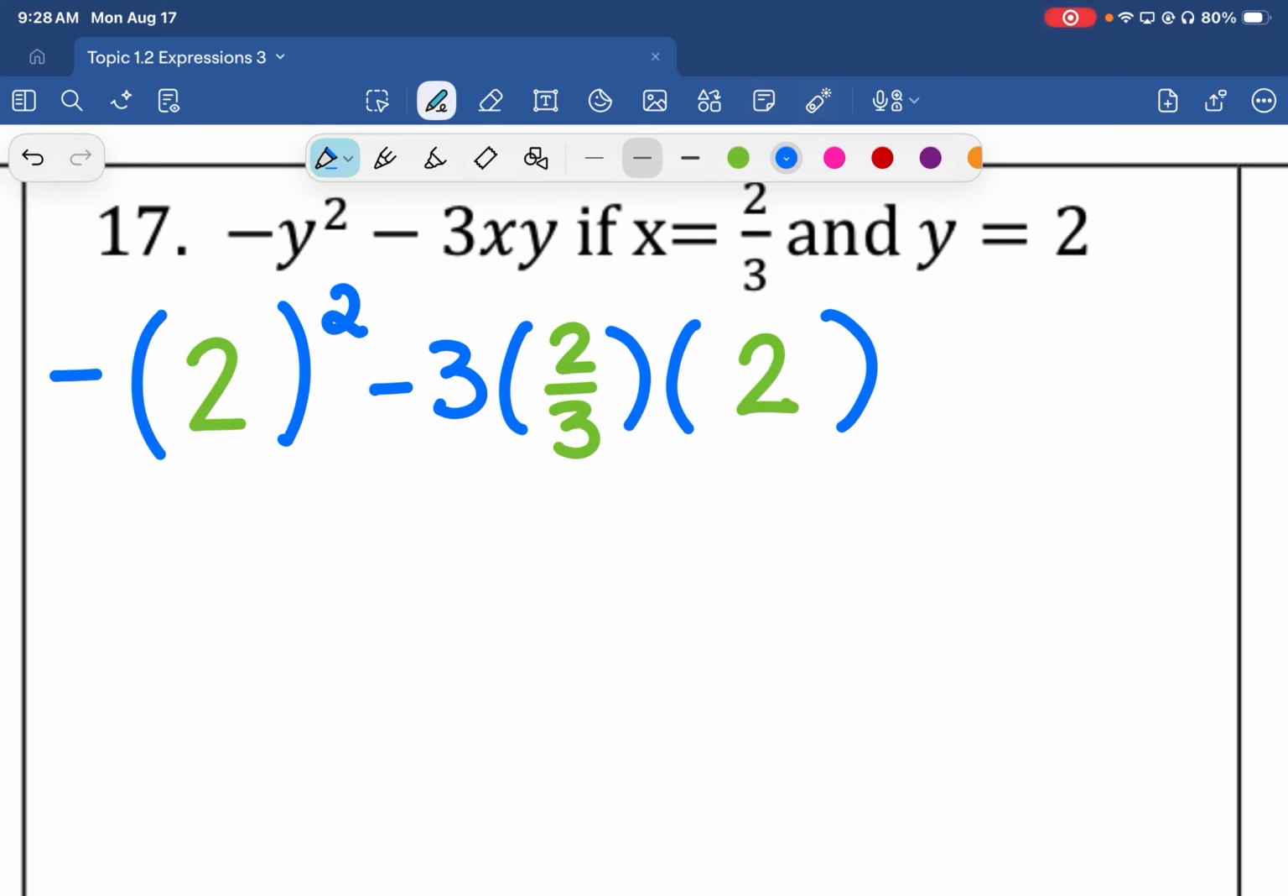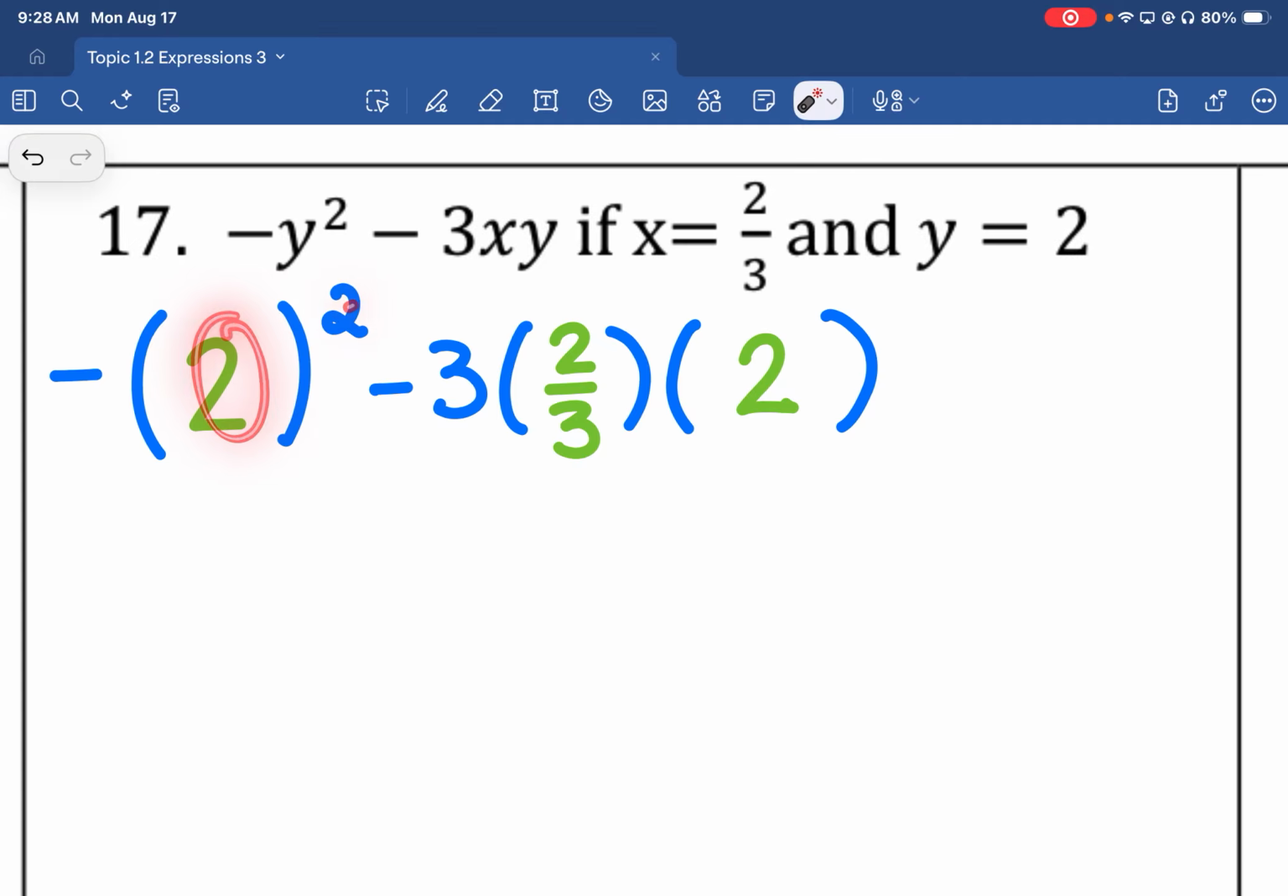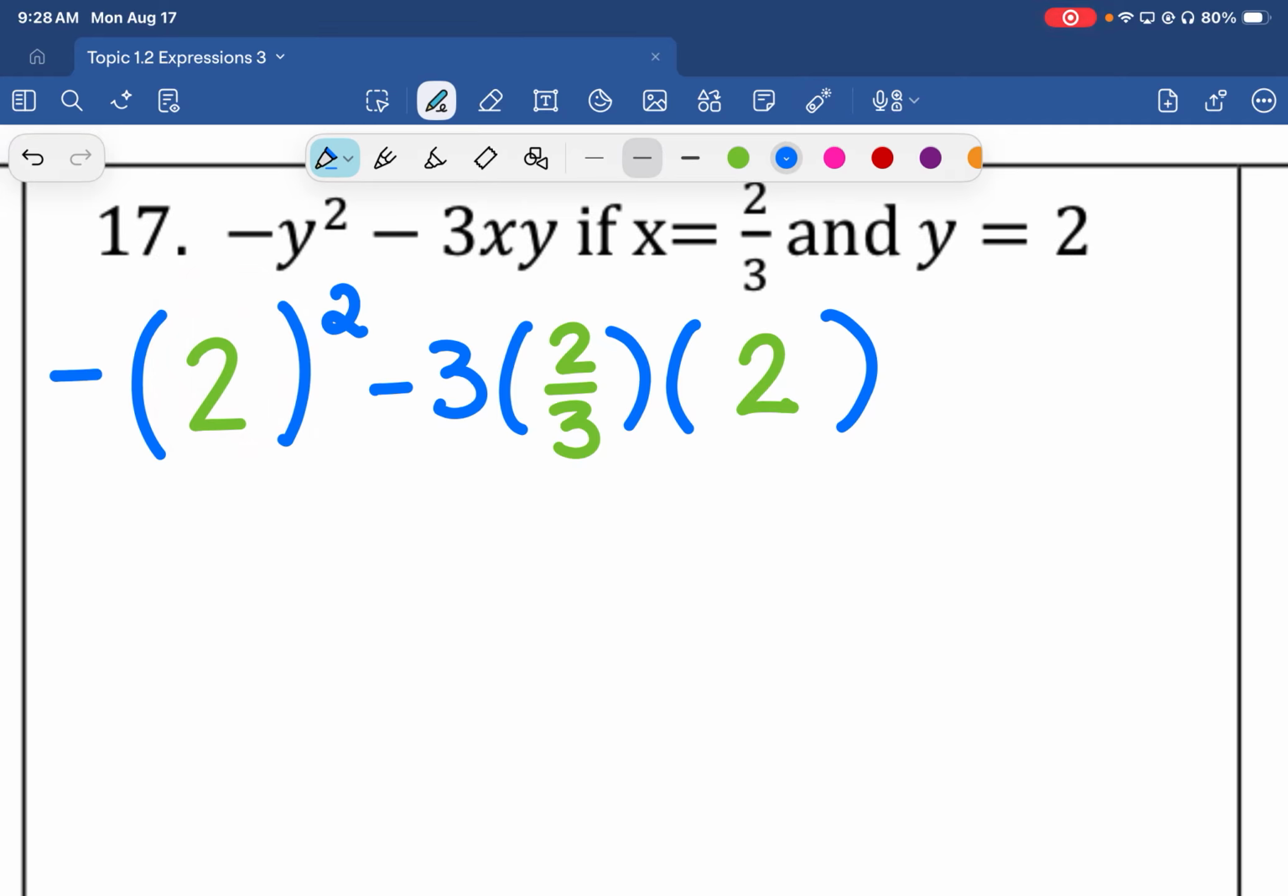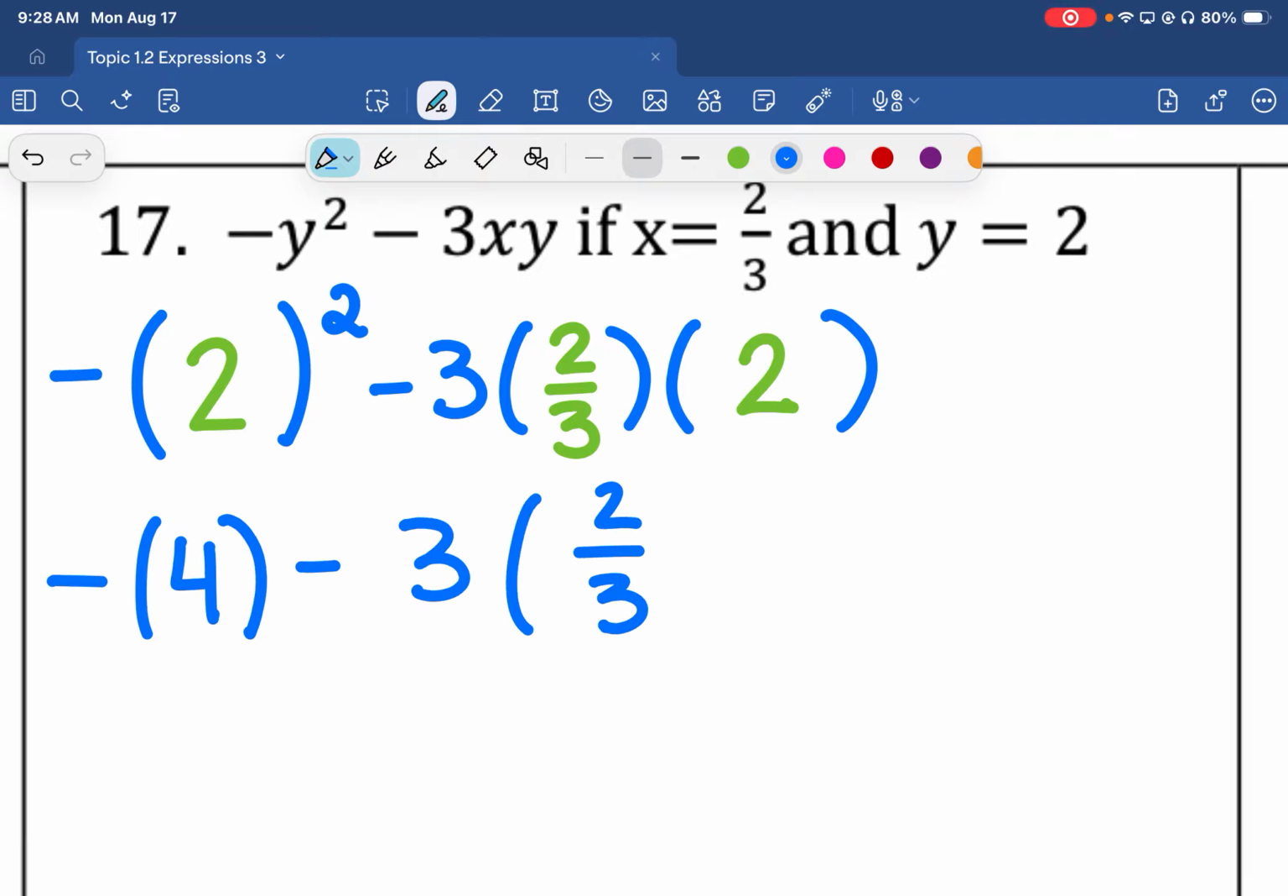Okay, so we have 2 squared, which is 4. But there's a negative in front, so we bring down the negative 4. Minus 3 times 2/3 times 2. Now, the easiest way to multiply when dealing with fractions is to make everything into a fraction that you're multiplying, right? So how would I make that 3 into a fraction?